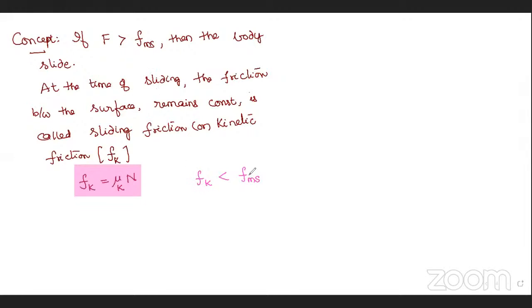This is kinetic friction, and related to it, easy questions will come. Why? Because you told me, sir, compared to static friction, kinetic friction is easy. Yes, it is easy, obviously. Why? Because there is no testing. Just we have to check whether F is greater than Fms or not. Then directly we can use only one formula: Fk equals mu k into N.